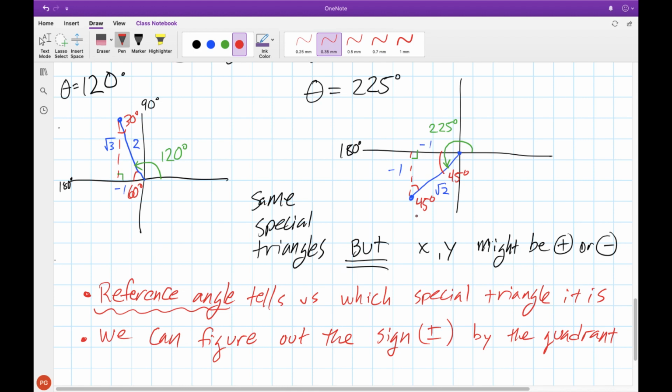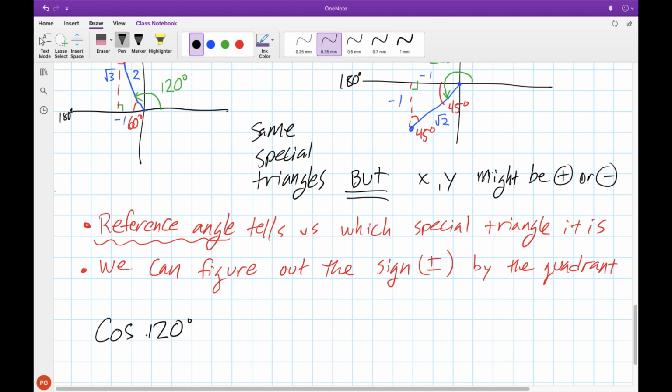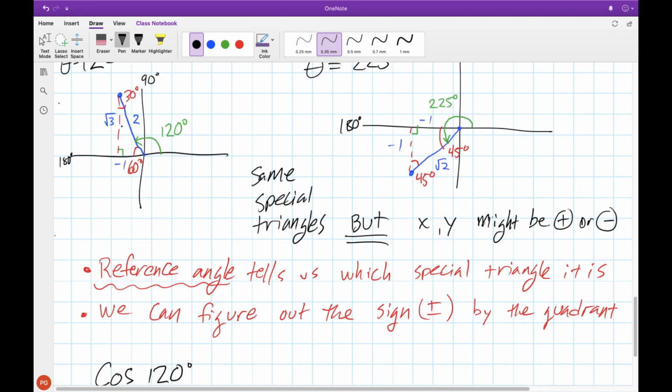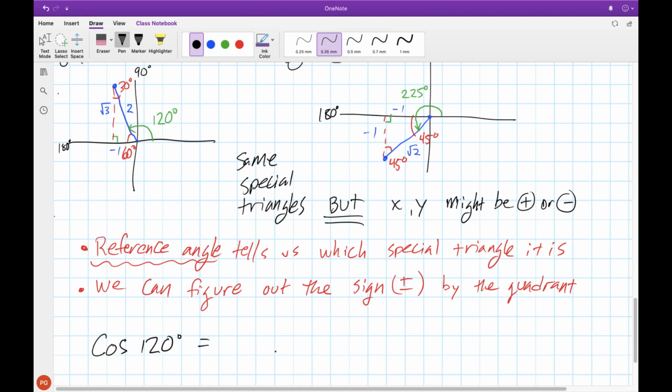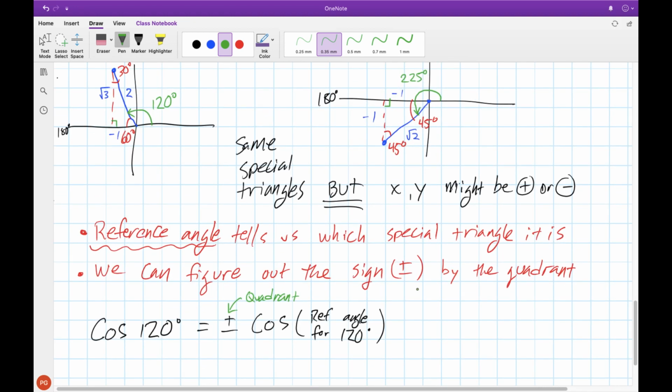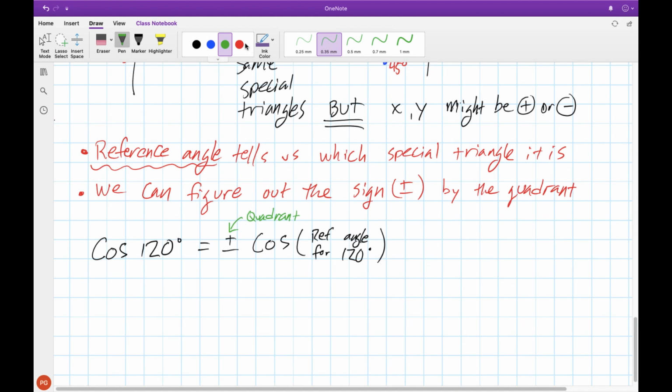So let's do one example of that. Let's say we wanted to figure out the cosine of 120 degrees. So this is like our diagram on the left here. This is going to be equal to either plus or minus the cosine of the reference angle for 120 degrees. And this plus or minus is going to depend on our quadrant. As we can see from our diagram, our reference angle for 120 degrees, we drew it out, is going to be 60.